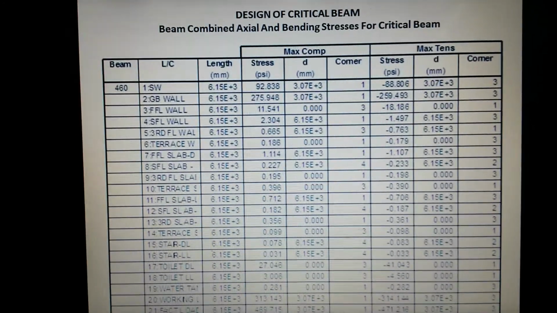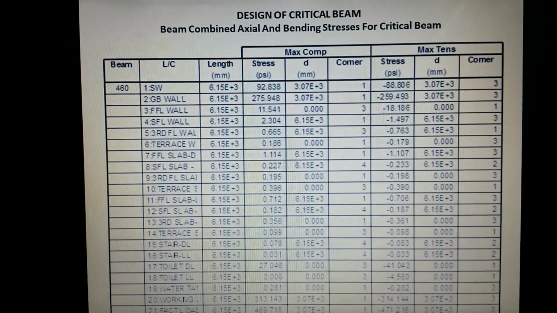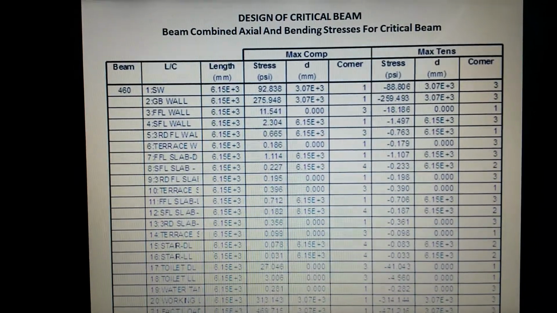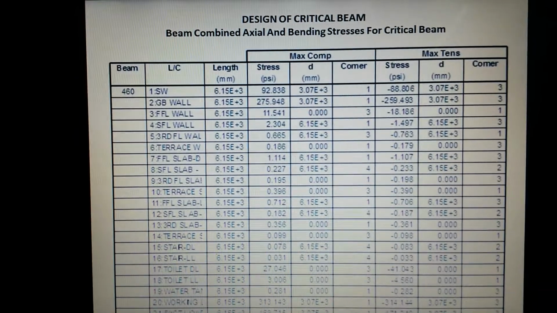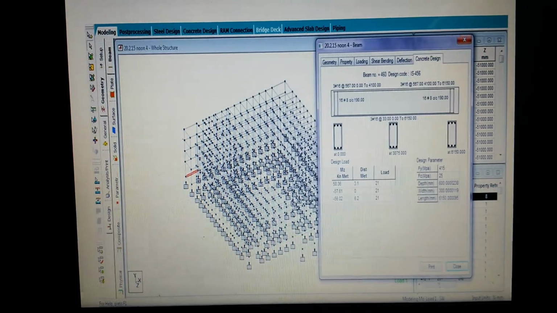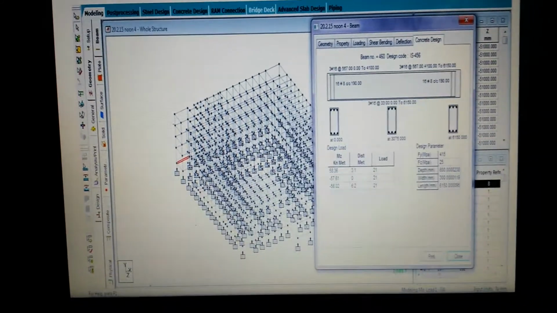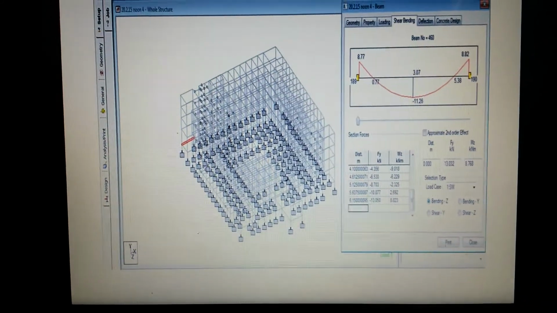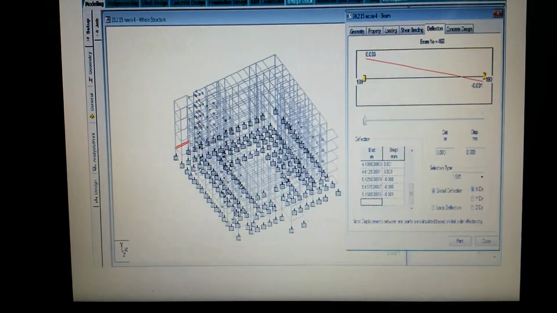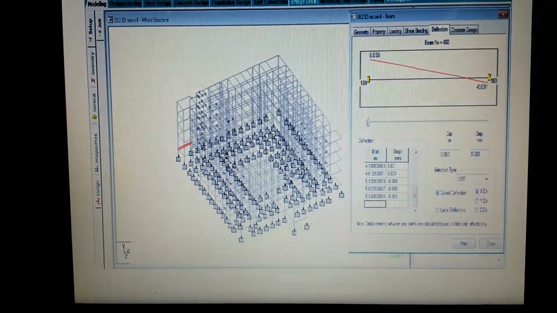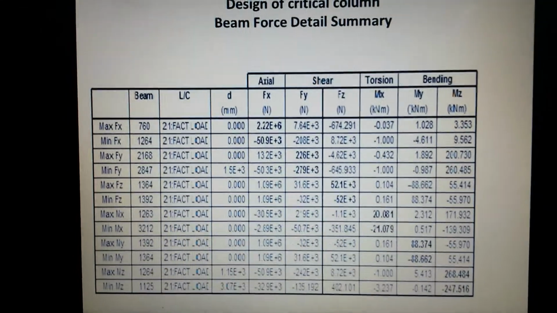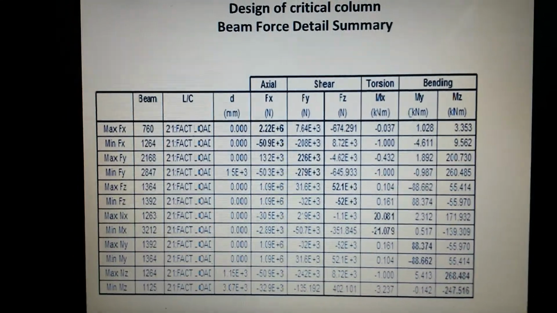From this analysis result, the critical beam is identified and designed. This is the combined bending and axial stresses. This is the design of the critical beam, this is the shear and bending moment diagram for the beam, and this is the deflection diagram. All these design results are taken from the StaadPro software.